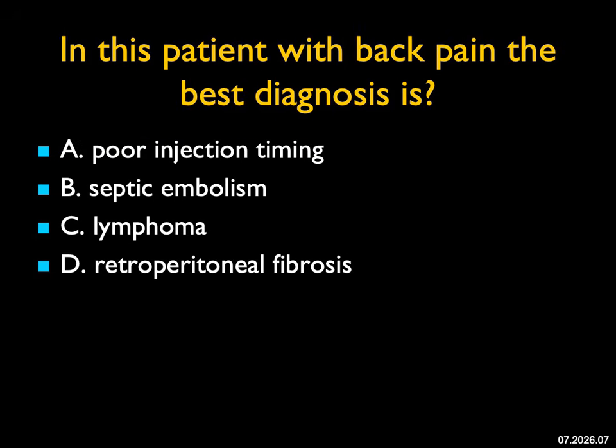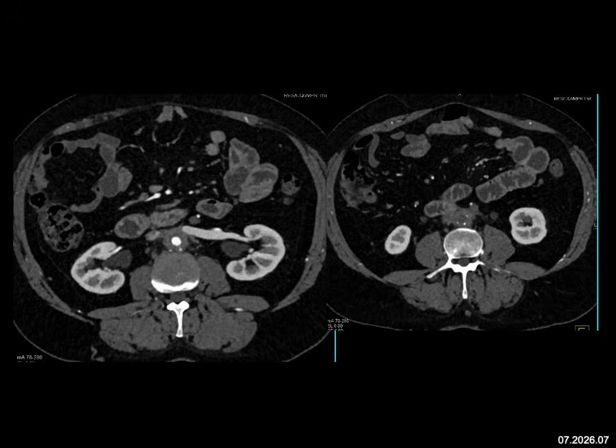In this patient with back pain, the best diagnosis is, well, when you look carefully, the image on the left, you see the aorta is narrowed and the soft tissue surrounding the aorta, and a little bit lower the aorta is occluded. This is not a poor timing. It's a good injection. You see how bright the aorta is.